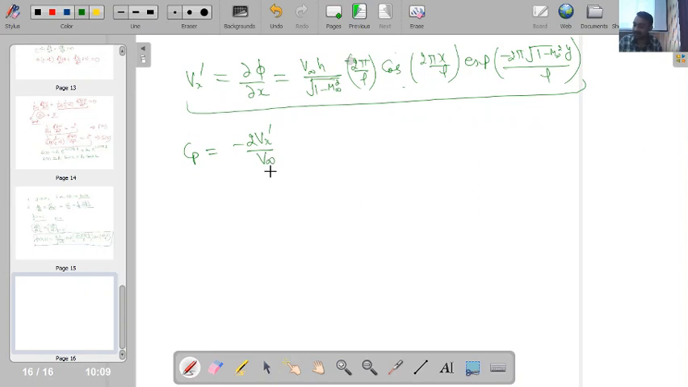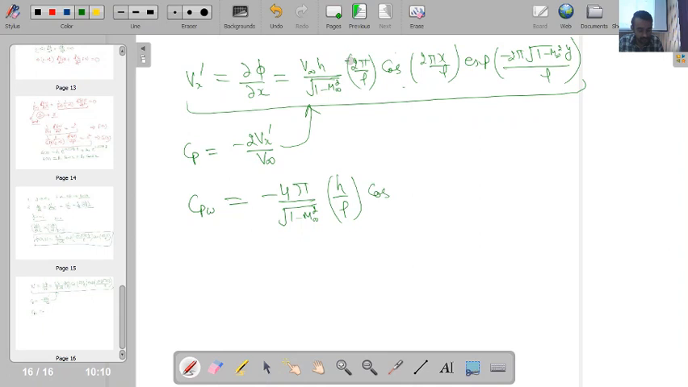So you simply do it, and you will be able to get the value of Cp. You can substitute and then obtain. If you want to calculate the value of Cp at the wall, what will we be doing? We will be calculating this, minus 2 Vx dash by V infinity at y equal to 0. That value comes out to be minus 4 pi by square root of 1 minus M infinity square into h by L cos of 2 pi x by L.